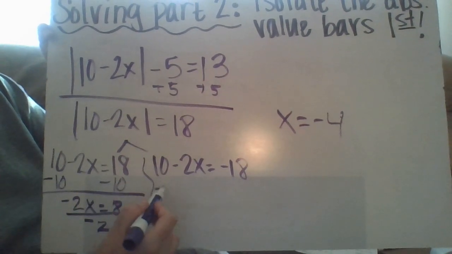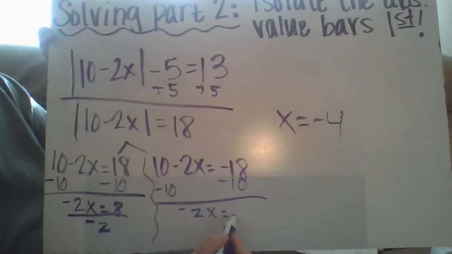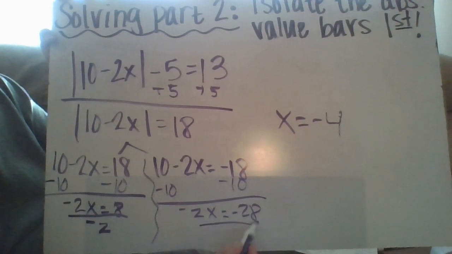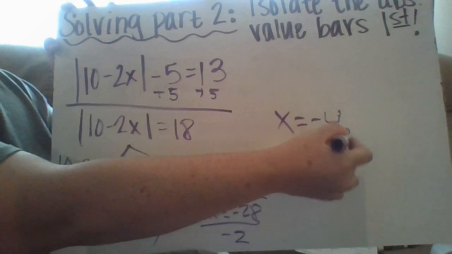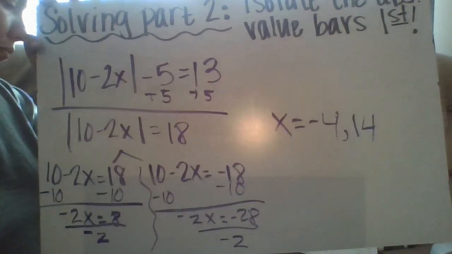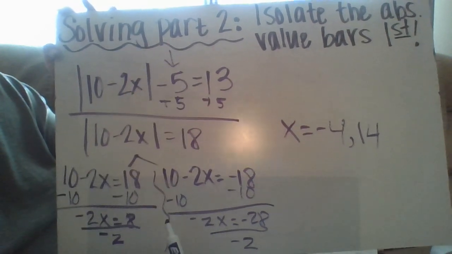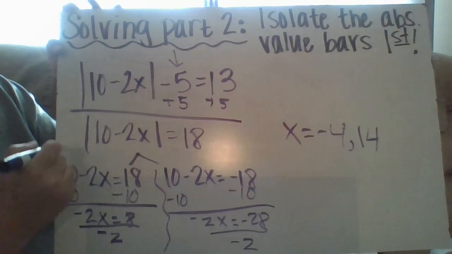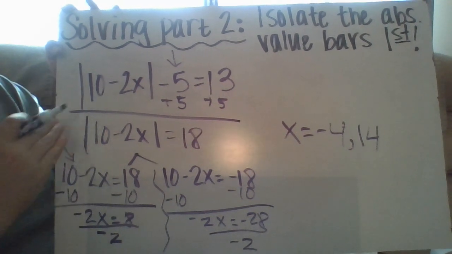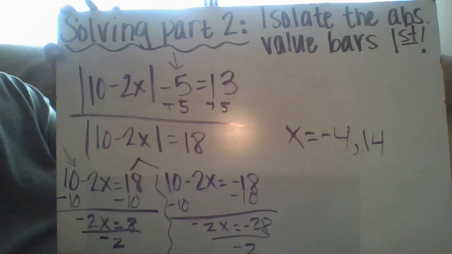And on the other side, same thing, subtract the 10 from both sides. That gives us negative 28. Divide by negative 2, and we also get x equals, looks like a 14 to me. Same idea, just taking that one extra step at the beginning before you separate it into two separate problems with the positive 18, negative 18. Those bars have to be alone first.